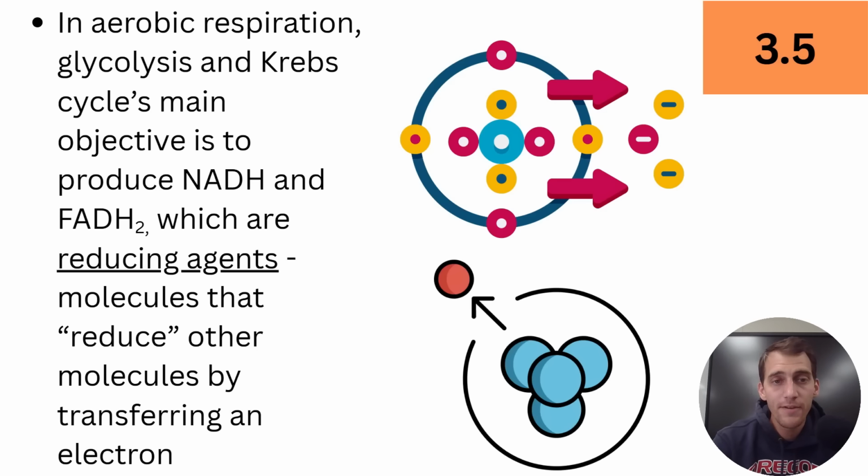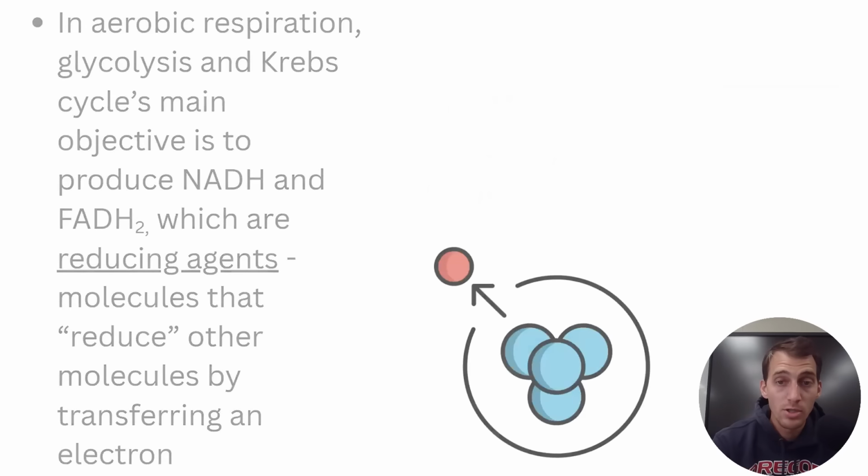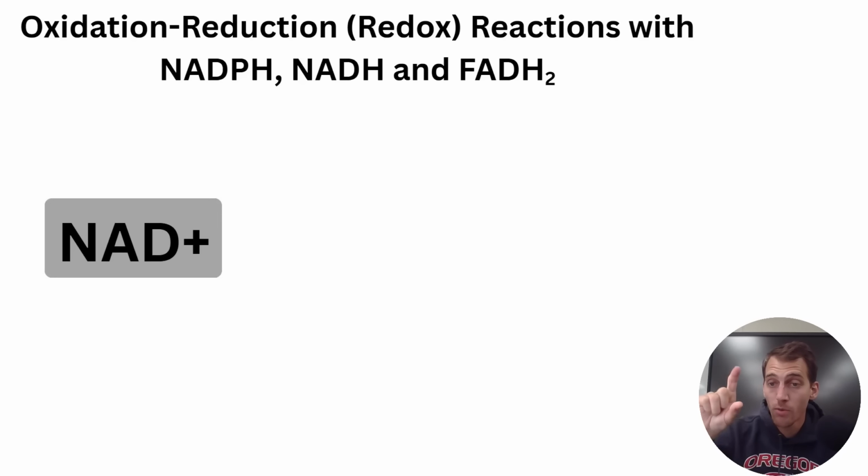So NADH and FADH2 are reducing agents. They reduce other molecules by transferring an electron to them, right? So they're going to carry an electron from one place to another, transfer it from one molecule to another, and that's basically it, all right? And an agent is not like, I'm a secret agent, right?